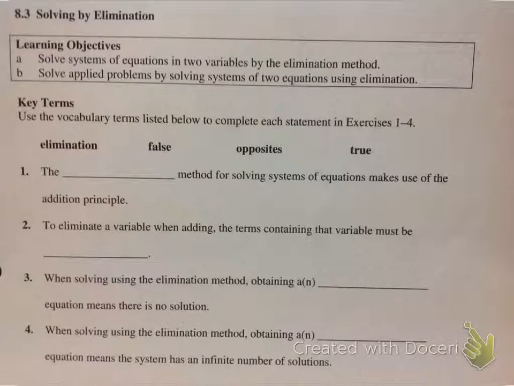In this lesson, we're going to look at solving systems of equations using the elimination method. So let's look at our key terms. The elimination method for solving systems of equations makes use of the addition principle. To eliminate a variable when adding, the terms containing that variable must be opposites.